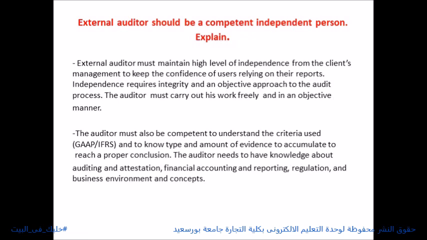The auditor must also be competent to understand the criteria used, which is GAAP or the International Financial Reporting Standards, and to know the type and amount of evidence to accumulate to reach a proper conclusion. The auditor also needs to have knowledge about auditing and attestation, financial accounting and reporting, regulation, and finally business environment and concepts.